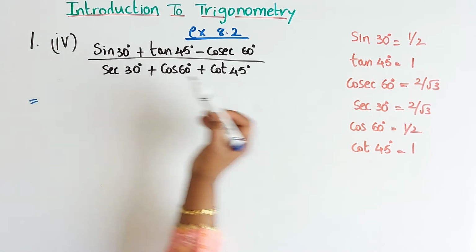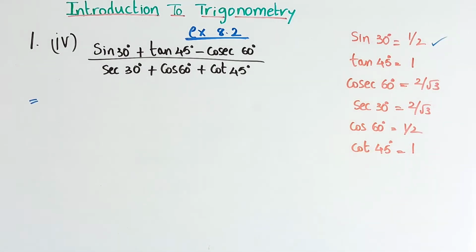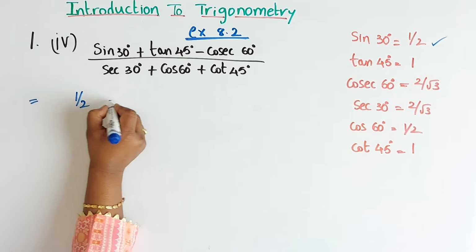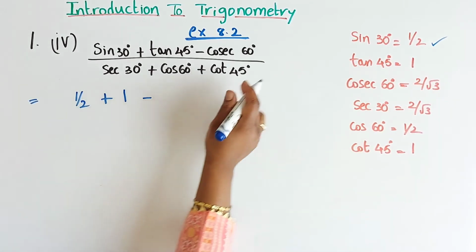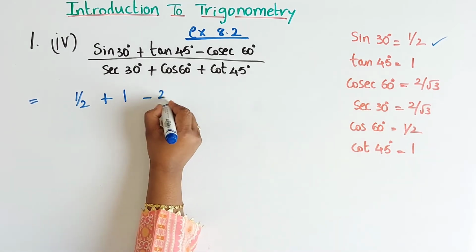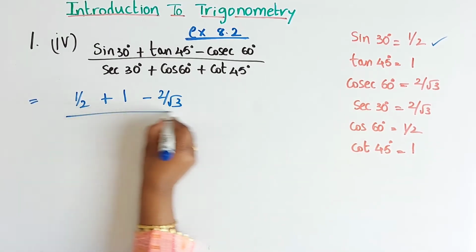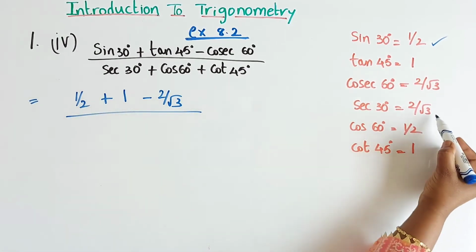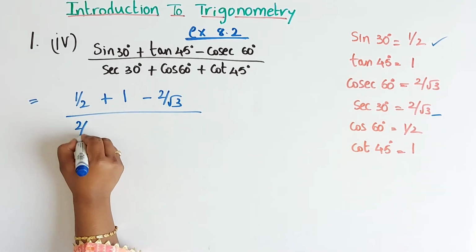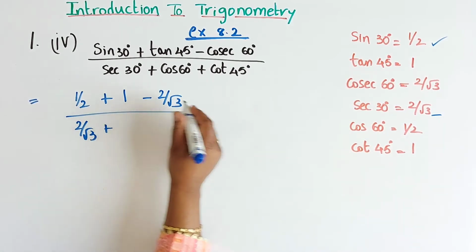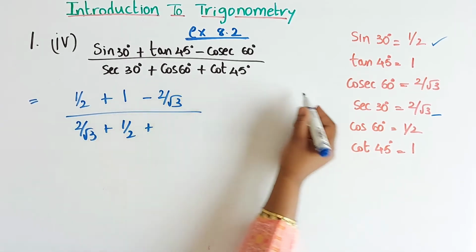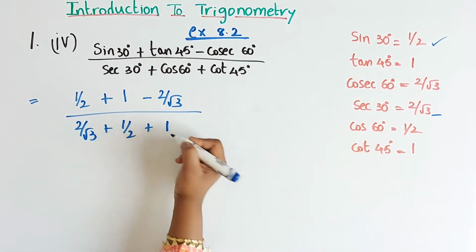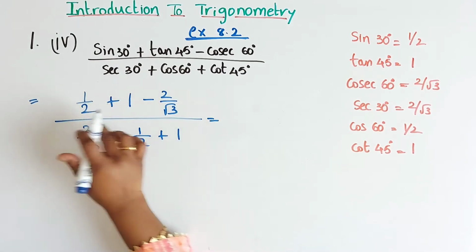First one, sine 30 degrees, that is 1 by 2, plus tan 45 degrees, 1, minus cosecant 60 degrees, 2 by root 3, divided by secant 30 degrees, 2 by root 3, plus cos 60 degrees, 1 by 2, children, plus cot 45 degrees, it is 1. First we solve the numerator part.